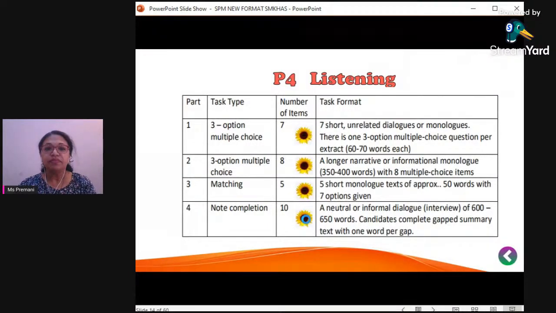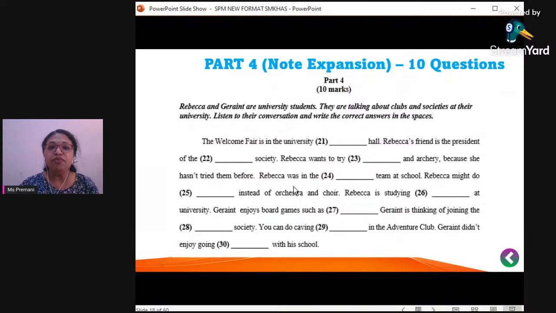Now part 4. Part 4 is note completion. The length is about 600 to 650, but I took the shorter one, only the first shorter. The text is longer, 600, but the filling in blanks will be shorter. Okay, won't be very lengthy, so don't worry about that.